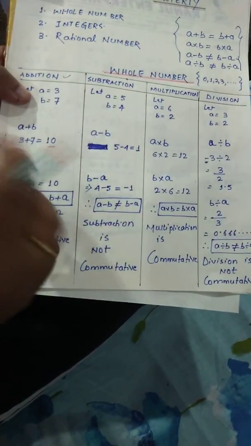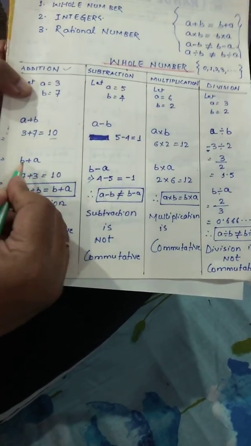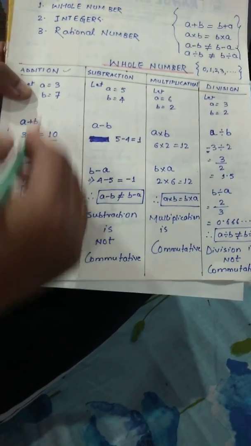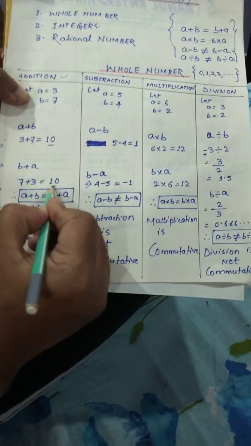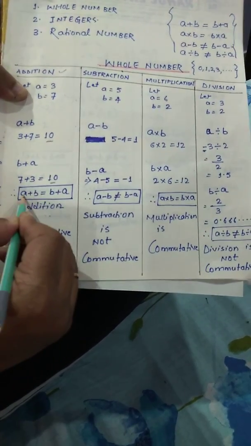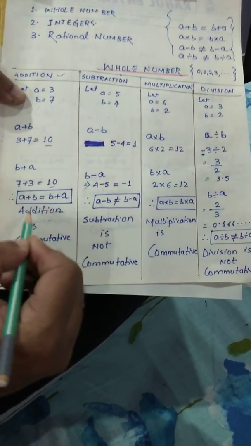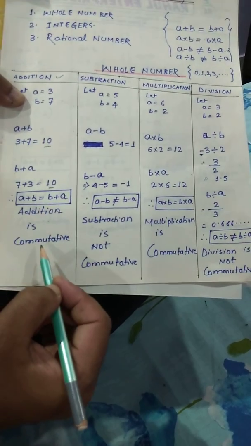Now let's change the order, that is b plus a. Now what is b? 7, and what is a? 3. So 7 plus 3 is what? 10. So in both the cases we are getting the same answer. So a plus b is equal to b plus a. So we can say addition is commutative.